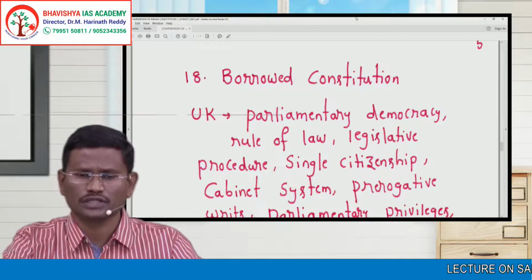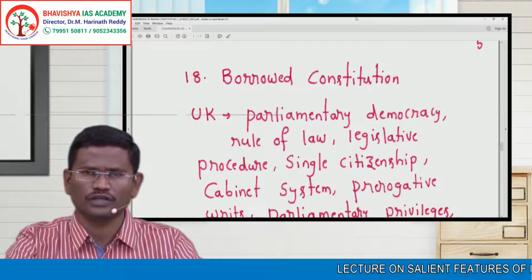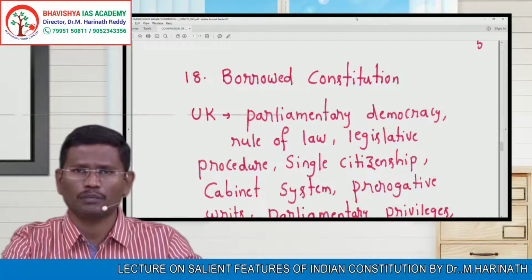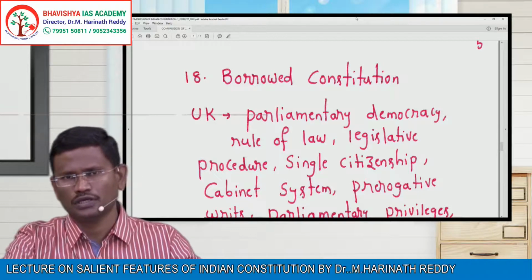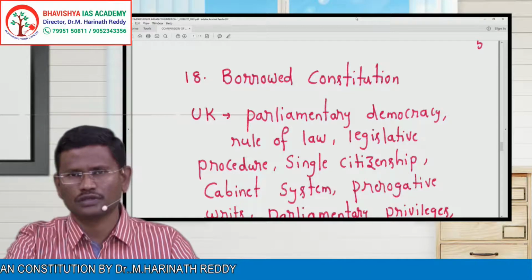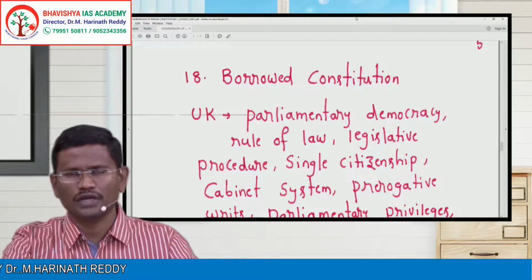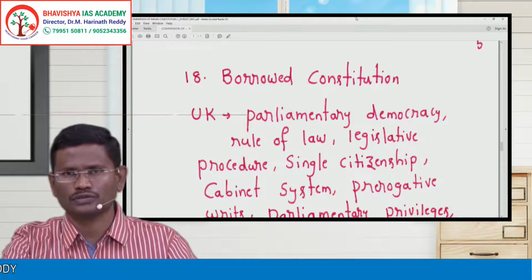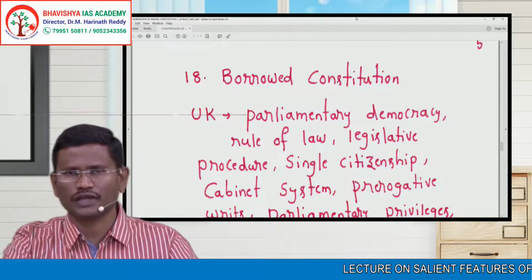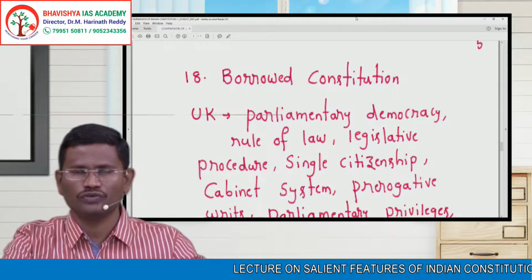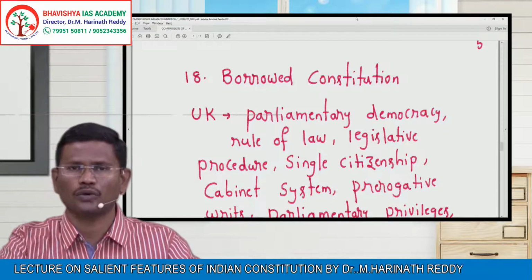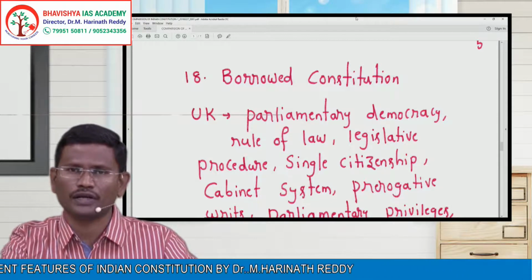So let's continue our discussion. See, the other salient feature of the Indian Constitution is that the Indian Constitution was called a borrowed Constitution. See, B.N. Rao was the constitutional advisor to the Constituent Assembly. B.N. Rao studied around 60 constitutions across the globe, and after having studied those constitutions very carefully, those provisions which fit into Indian conditions were borrowed, and they were suitably modified for Indian conditions.